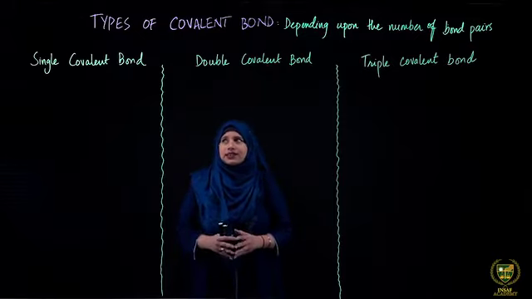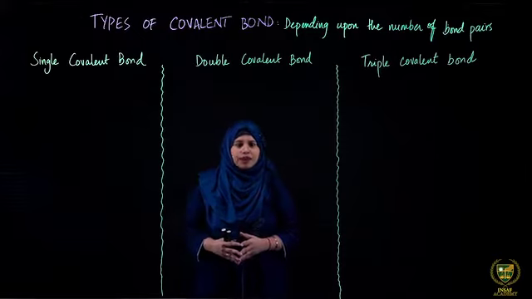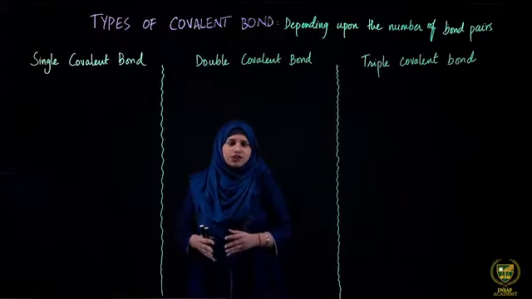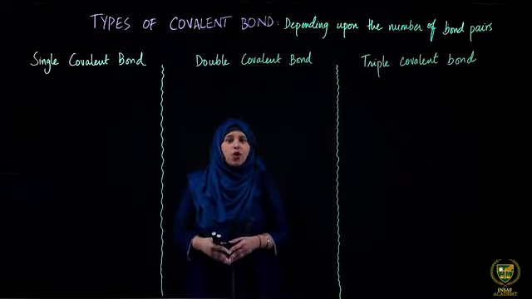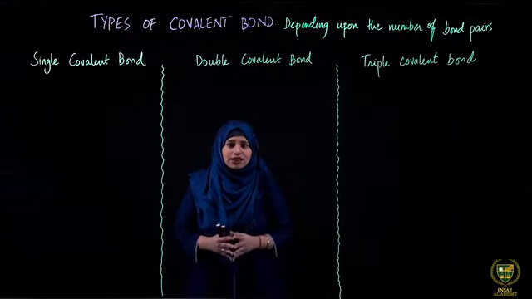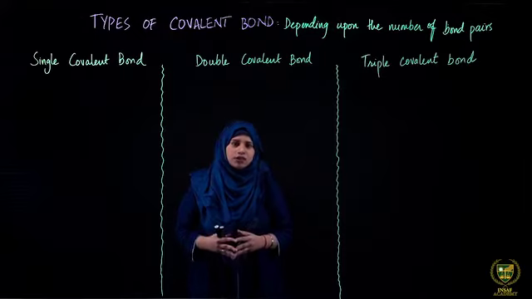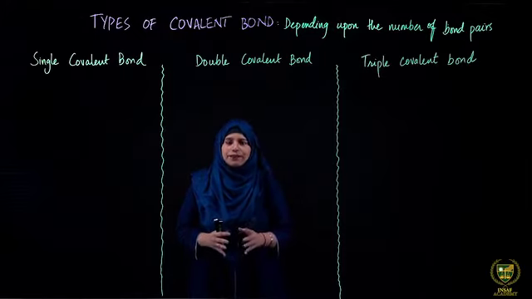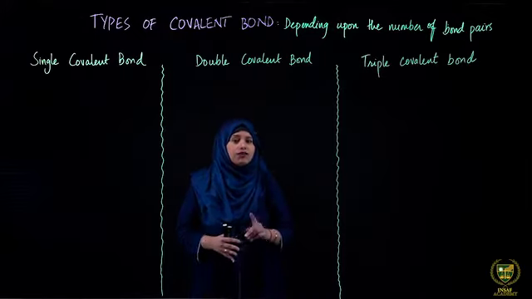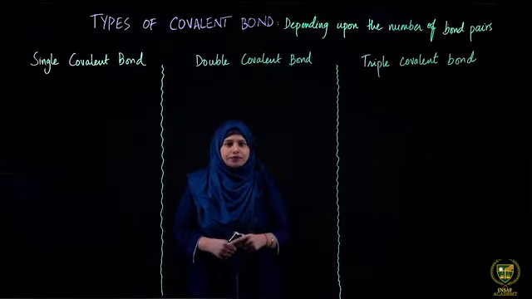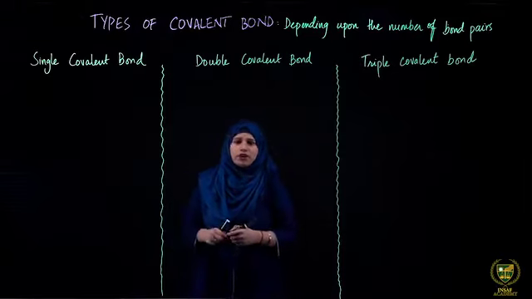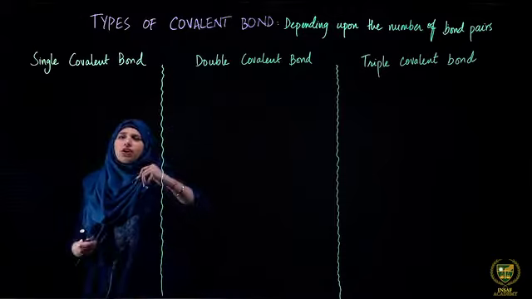सबसे पहले स्टार्ट करते हैं single covalent bond से. As you know that in our previous lecture we discussed 4 examples and all 4 of them were related to single covalent bond, because in all those examples there was only one bond pair involved. So let's have a look at few examples of single covalent bond.